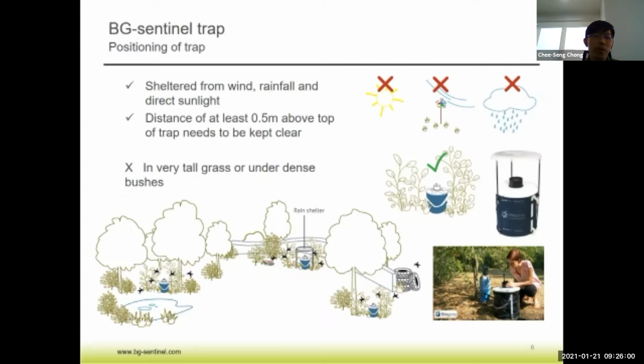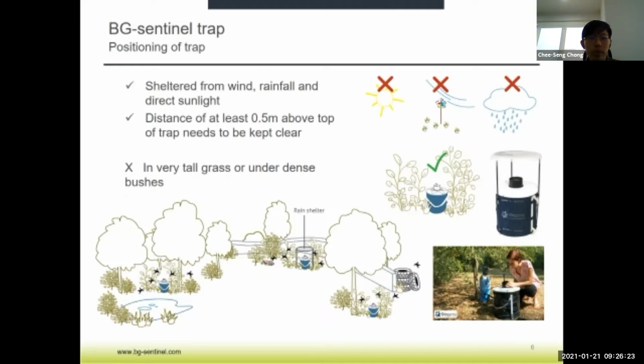We tend to avoid rainy season if we can, or we would choose to deploy them in a very sheltered environment. As you can see in the image on the right itself, there's actually a shelter, a cover on top of the trap, really to prevent the specimens from being damaged.